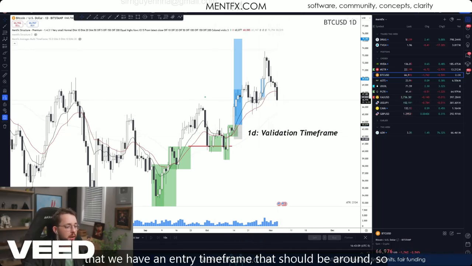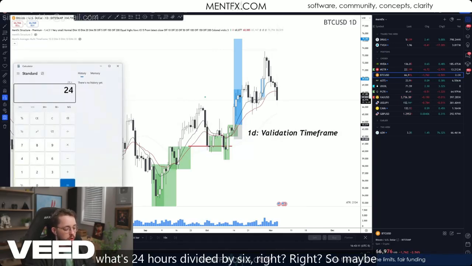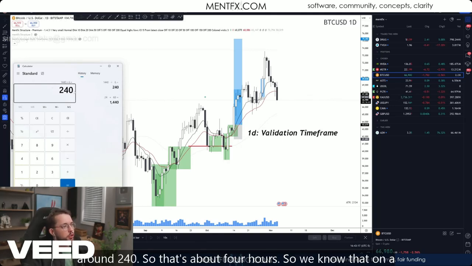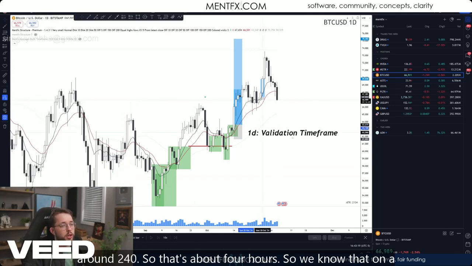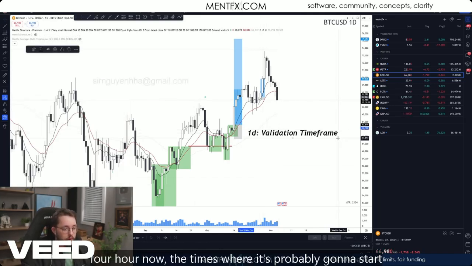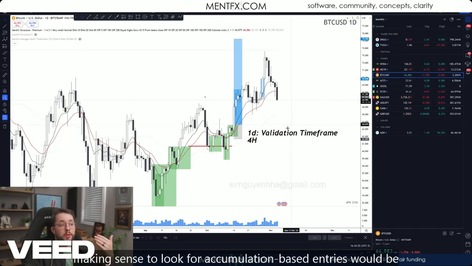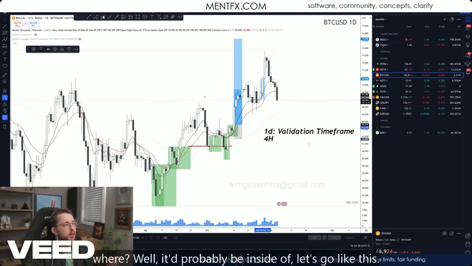That means that we have an entry time frame that should be around, so what's 24 hours divided by 6, right? So maybe around 240, so that's about 4 hours. So we know that on a 4 hour now, the times where it's probably going to start making sense to look for accumulation-based entries would be where? Well, it'd probably be inside of, let's go like this.